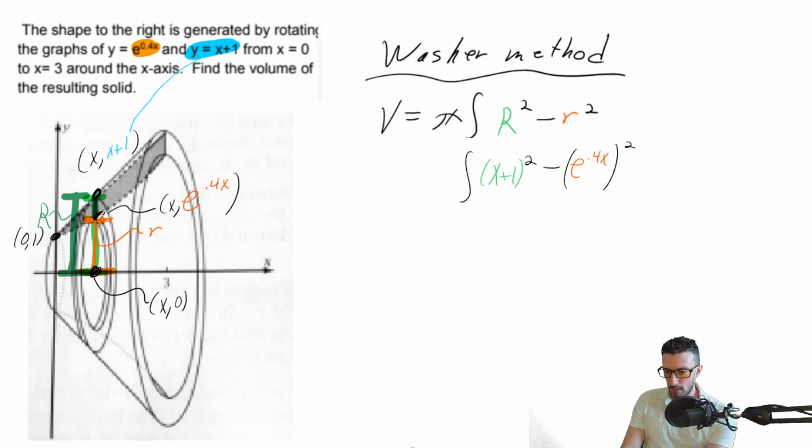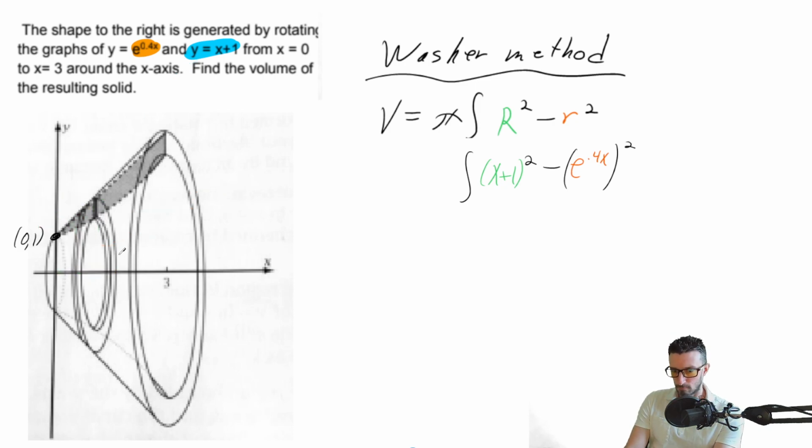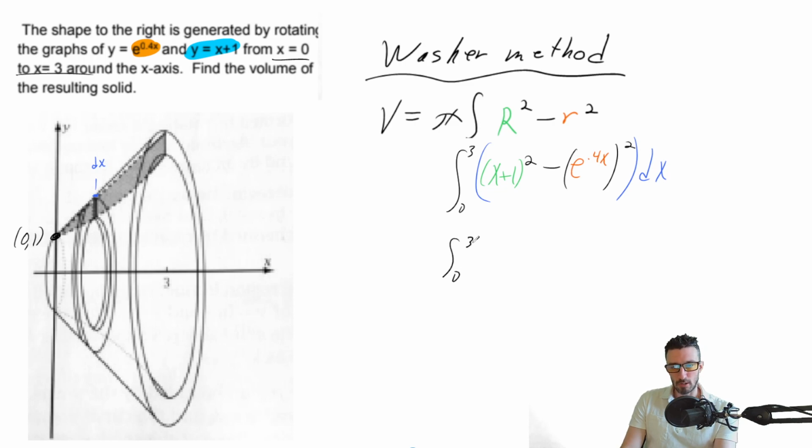Now, I'm kind of covering up what the rectangle looks like here. It might be a little tough to see, but that rectangle is right there, and it's going to have a very, very tiny dx thickness. So we're going to wrap all this with a dx. And now we need to know what the boundaries are. Well, they told us it's going to be happening from 0 to 3, so my integral goes from 0 to 3. To get this started, it's going to be x squared plus 2x plus 1 minus e to the 0.8x.